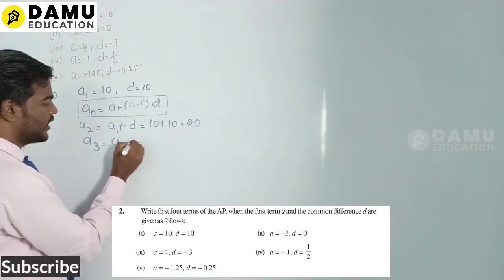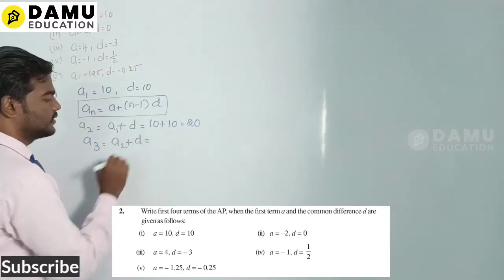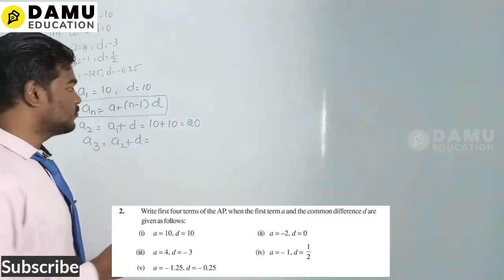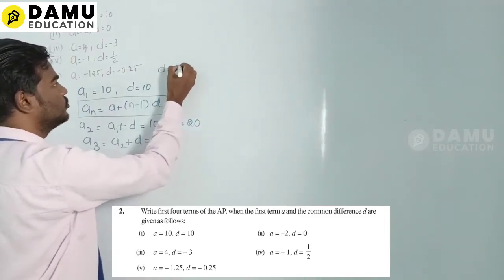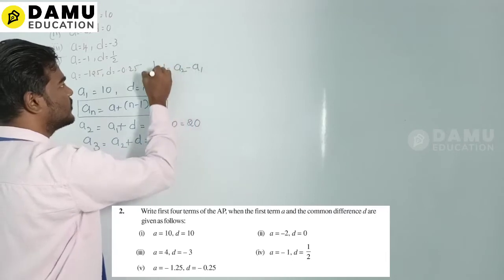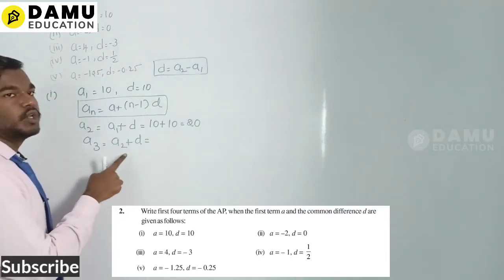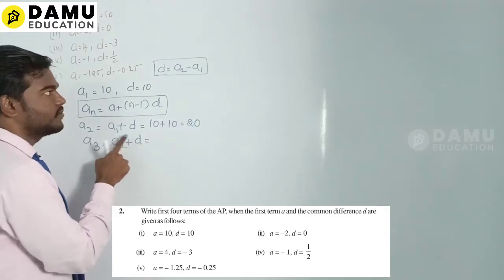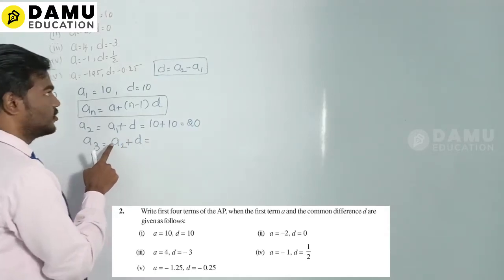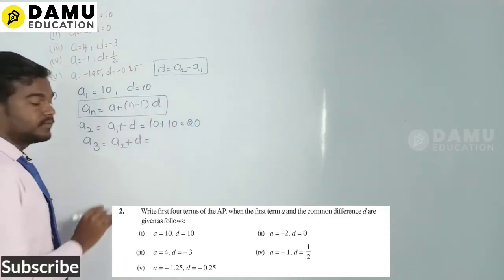Then a3 will be equal to a2 plus the difference. We know the formula of d is a2 minus a1, a3 minus a2, a4 minus a3. That is the difference, and from there we are calculating this. Don't confuse, it is just the difference of two terms.